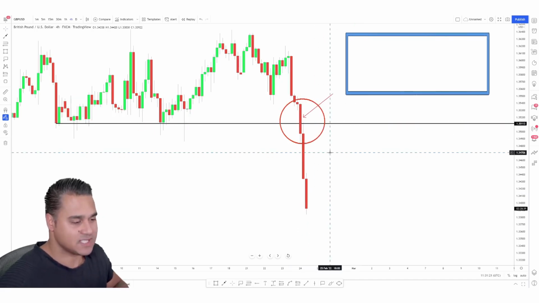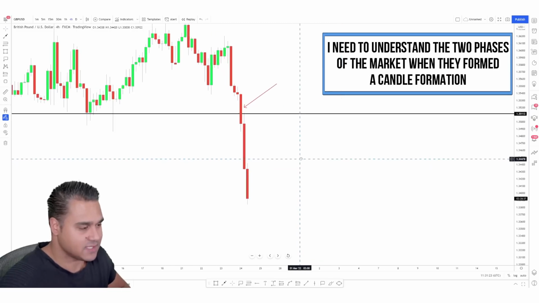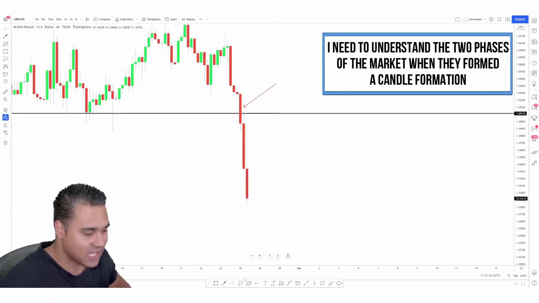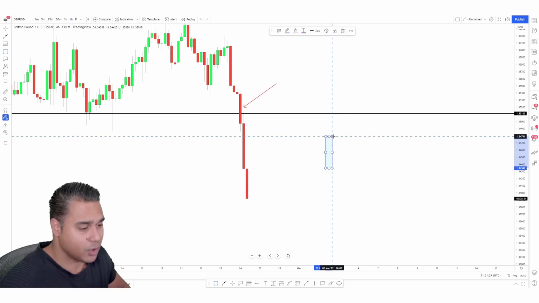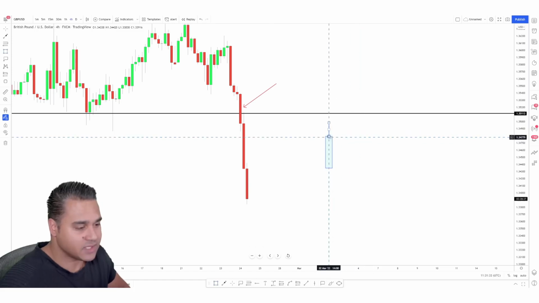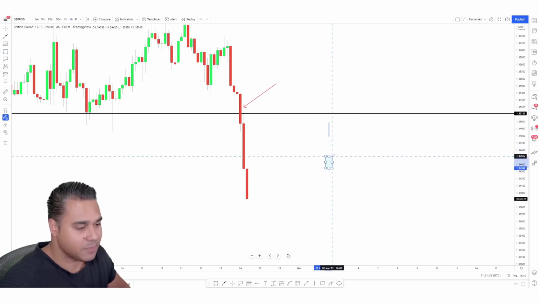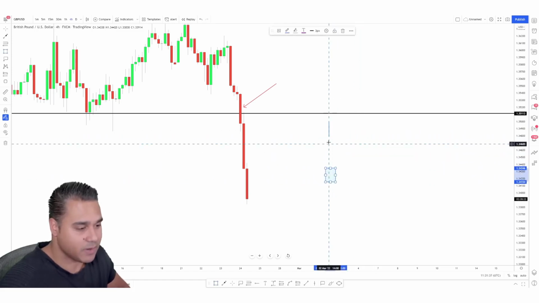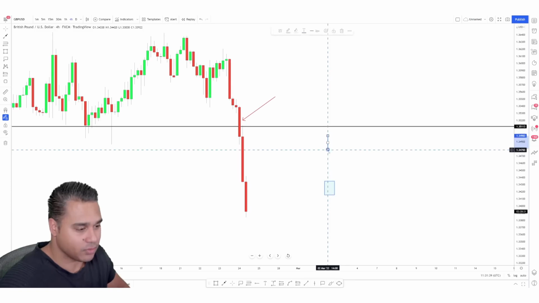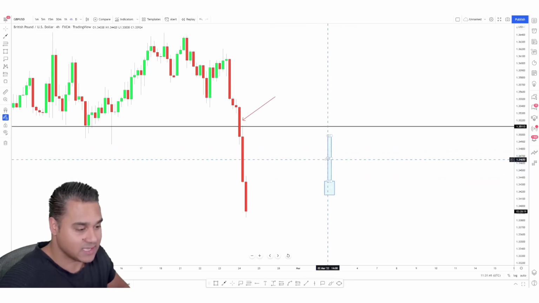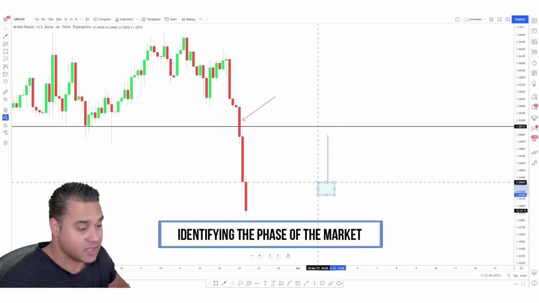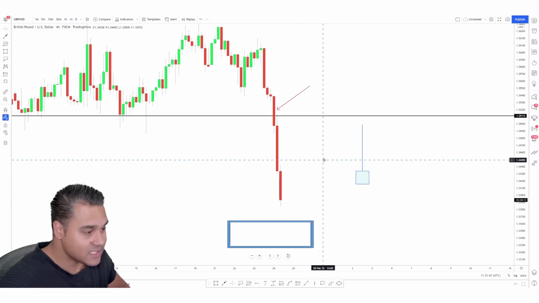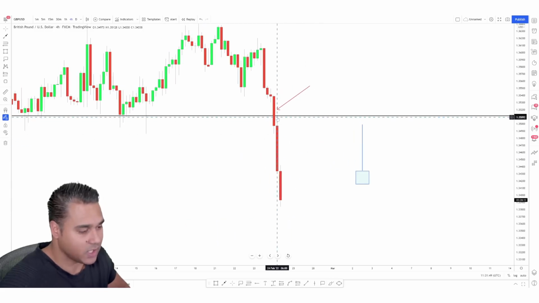Now that I know the shift has happened, I've got to understand the two phases of the market when they form a candle formation. The first phase of the market opening is when the candle opens, it will pull back and create what we call a wick. After the candle's created the wick, then what happens is the candle, if it's going to continue bearish, will flip. So the first phase when trading this strategy is to make sure that we're identifying the phase of the market. This being that the market has created this wick.